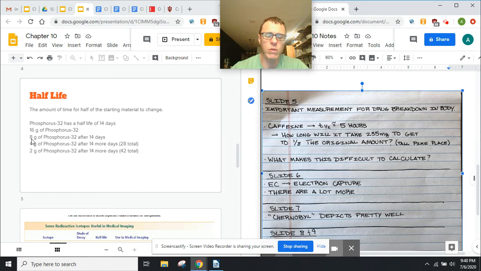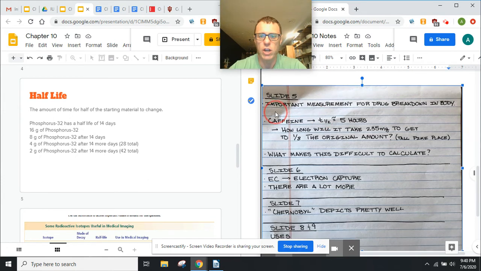After 14 days, we'll have 8 grams of it because it's half. Then after another 14 days, we will have half of 8. You're constantly dividing by 2 every 14 days. It's 28 days later, and then 42 days later, after 3 half-lives, we've multiplied 16 by 1/2 by 1/2 by 1/2, or 1/2 to the third, and we have 2 grams left. So this is 1/8 of our original amount.